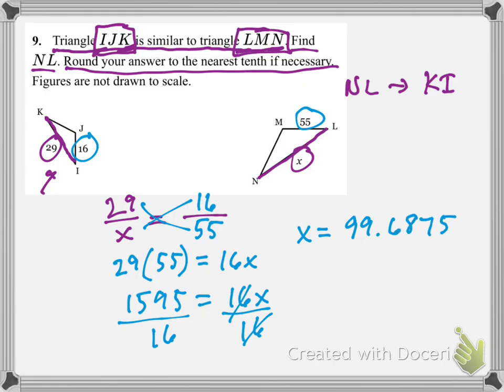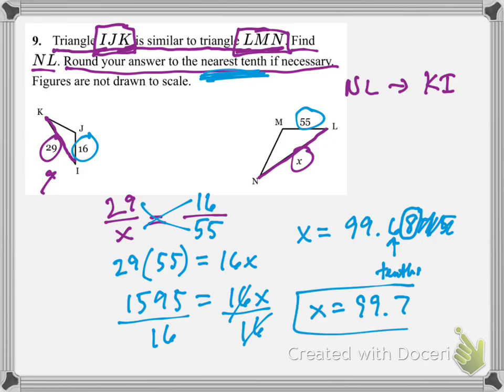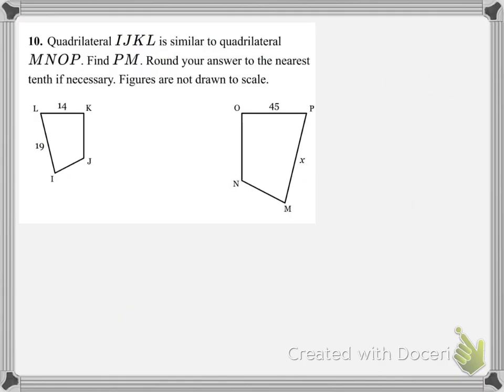99.6875. But it says round to the nearest tenth. 6 is in the tenths place. These two numbers don't matter. This 8 determines whether 6 goes up to 7 or stays. Well, 8 is 5 or higher. So my final answer is 99.7. Okay? Use these letters to help you see what matches up. Last one.